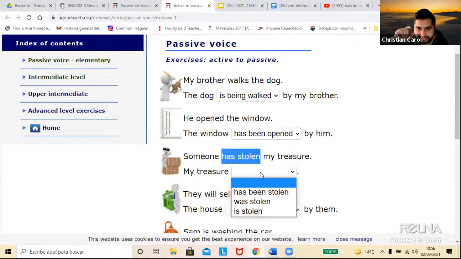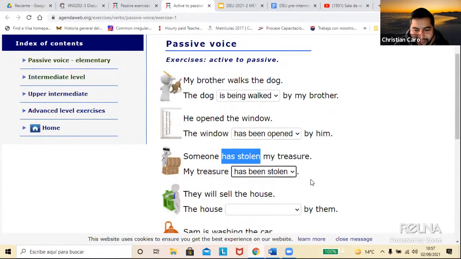So remember, you need to keep the tense. Anybody else? Valentina, what do you think? Valentina Cortés, do you agree with Derek and Fran Andrea? You can type yes or no. Of course, dice Valentina. All right. There you go. Entonces, has been stolen. There you go. My treasure has been stolen.